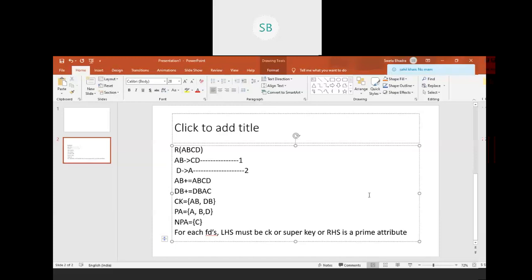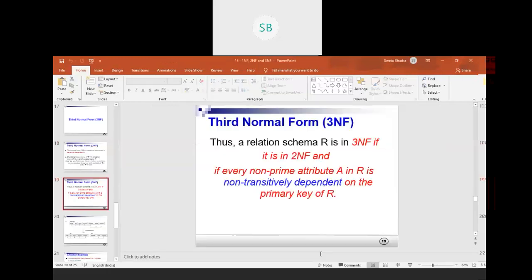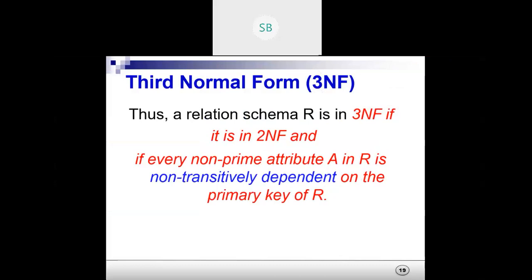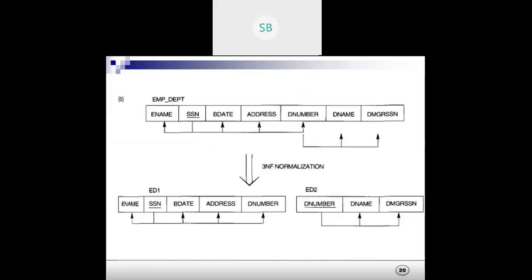Now going back to the previous slide. This kind of question we'll practice once we finish the Boyce-Codd normal form. We'll practice some questions on how to determine whether the given schema is in third normal form, second normal form or first normal form. Let's go back. Here we have a table, employee department, with these attributes: e-name, SSN, where SSN is the primary key, birth date, address, D number, D name, and D manager SSN.